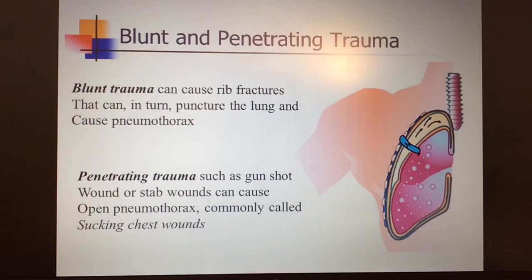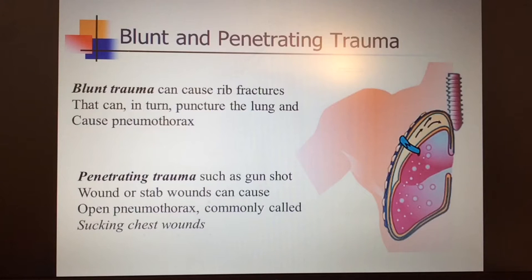Lung trauma can cause rib fractures that can in turn puncture the lung and cause a pneumothorax. Please be on alert for those patients that have been diagnosed with a rib fracture and that come in with shortness of breath. Penetrating trauma such as a gunshot wound or stab wound can cause an open pneumothorax, commonly called a sucking chest wound.